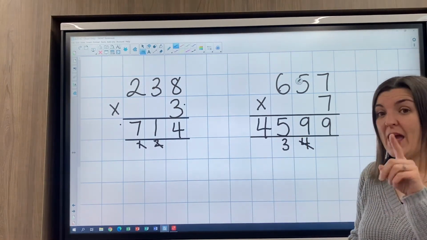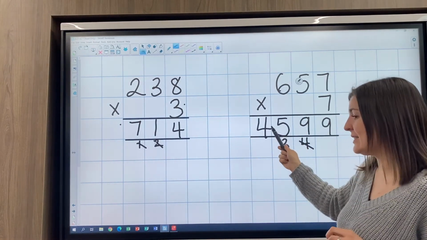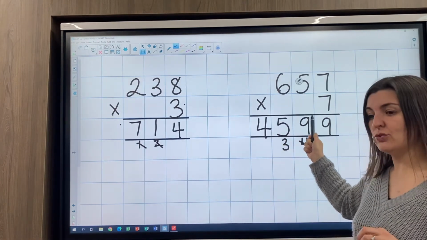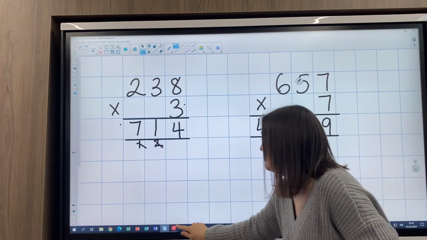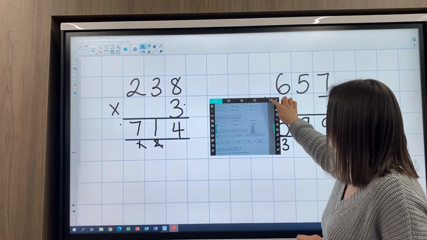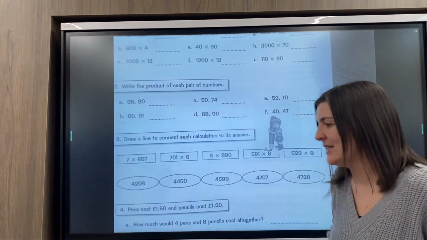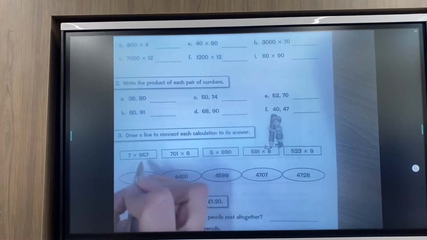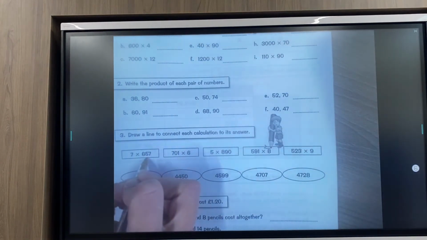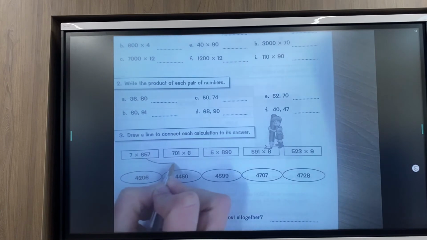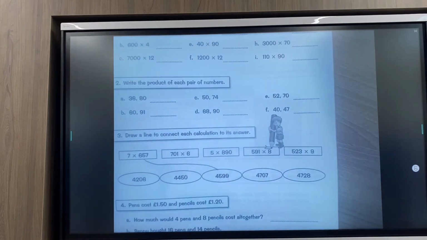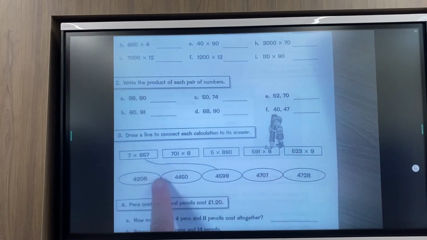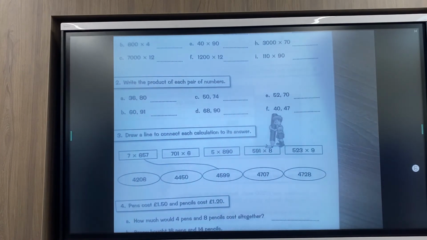So somewhere along there I should have the answer 4,599. So I'm going to go back, 4,599, oh, there it is. So I know that I've not made any mistakes. So I know the answer to 7 times 657 is 4,599. Then you'll work all of these out and they should match to one of those.